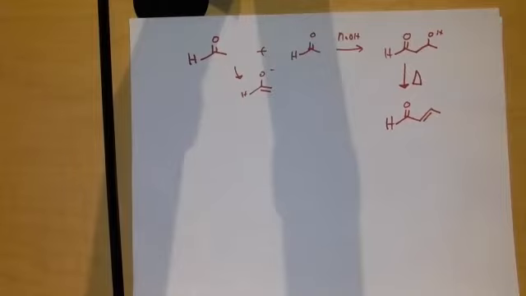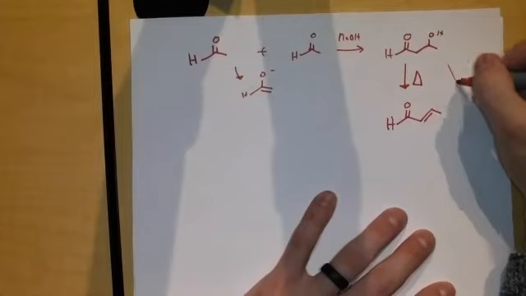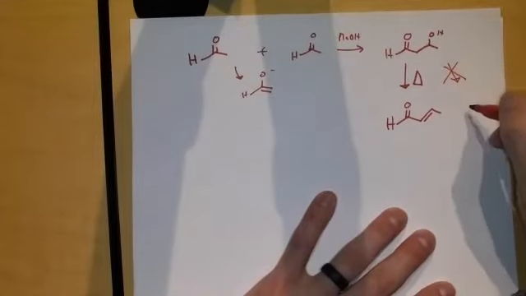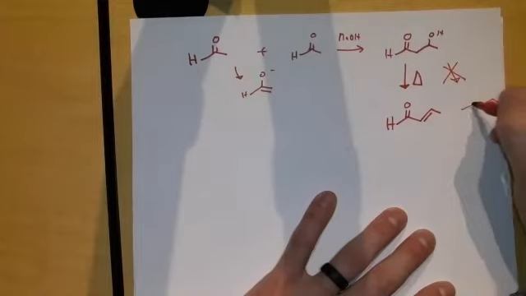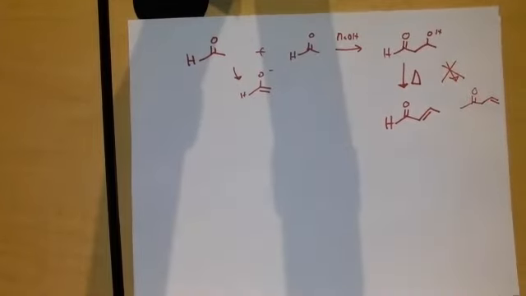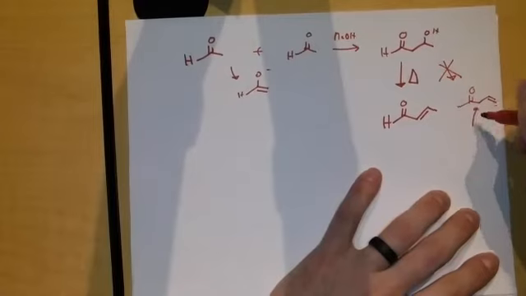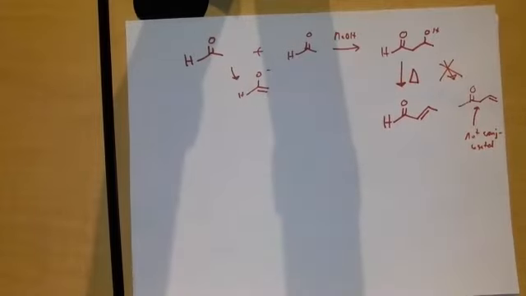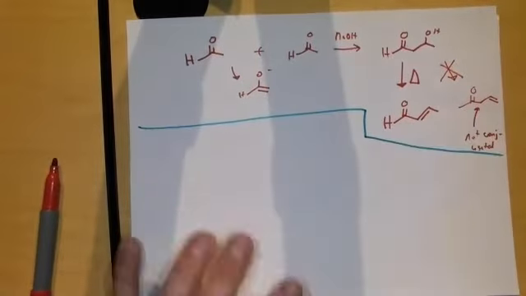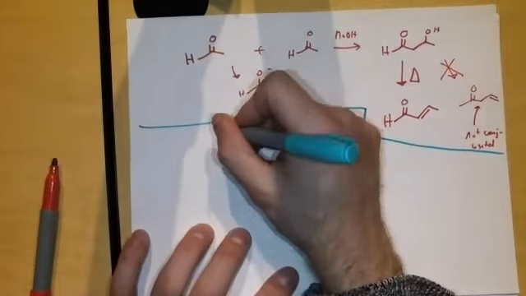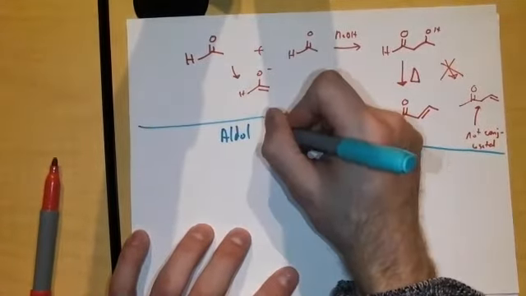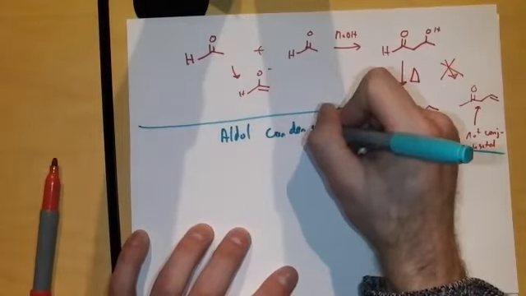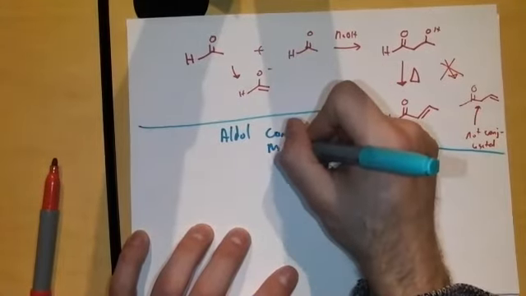You're always going to end up forming the double bond next to your carbonyl. You're never going to get this one because this wouldn't be conjugated. Okay, so this is what's called the aldol condensation. Should be mechanism 21.6.